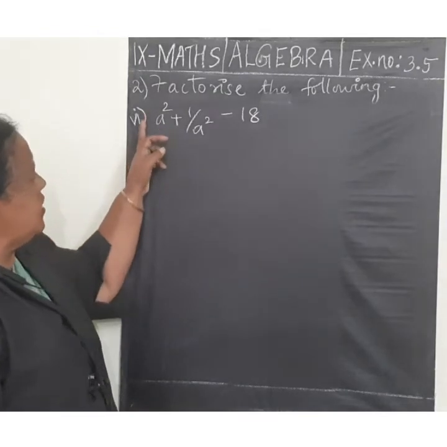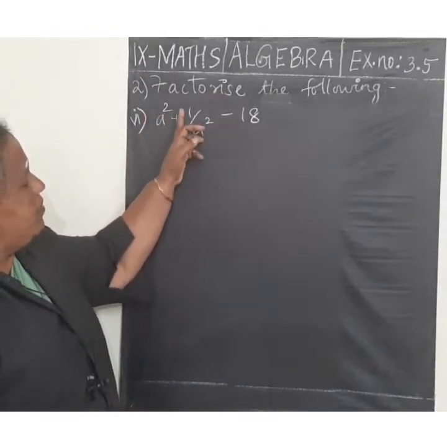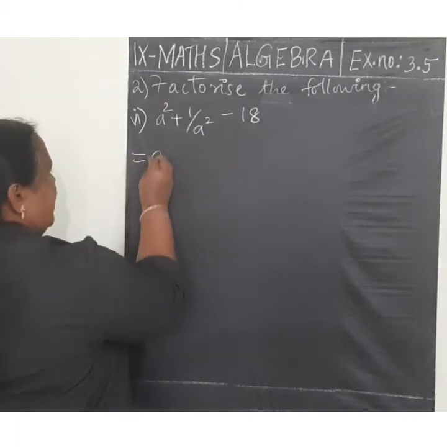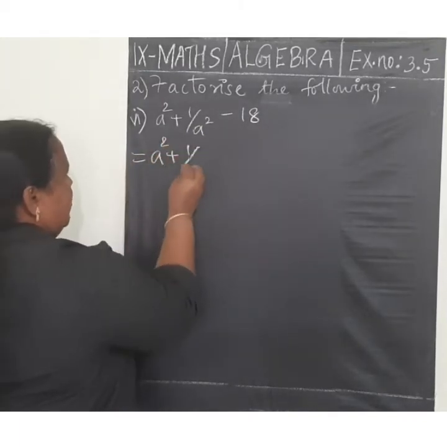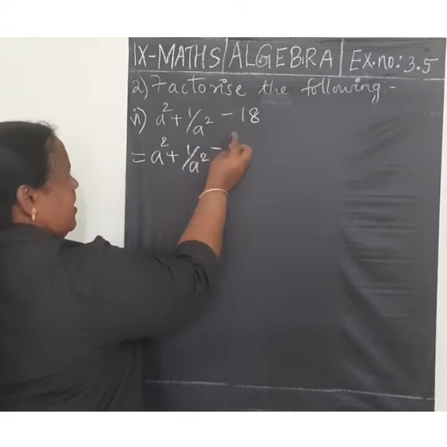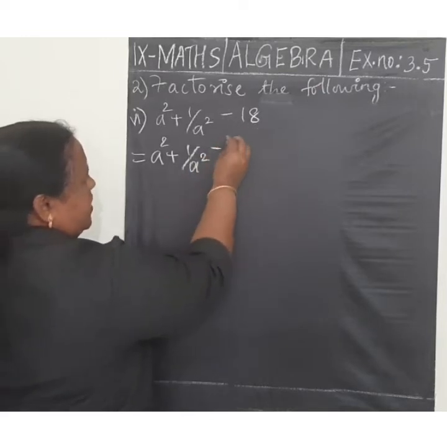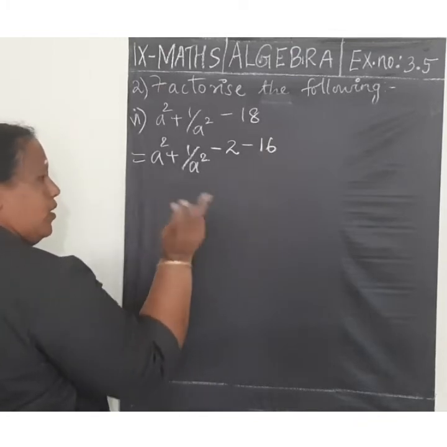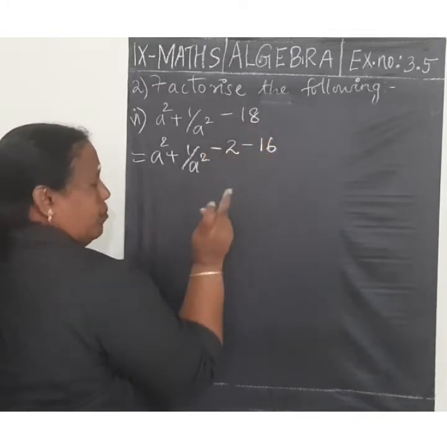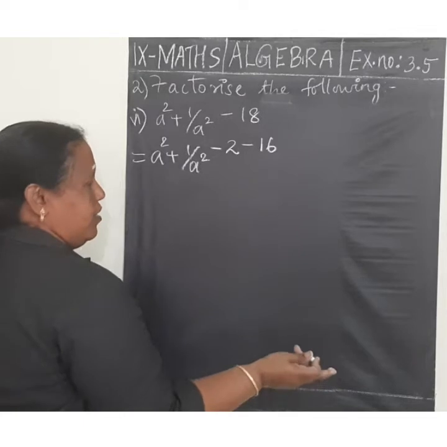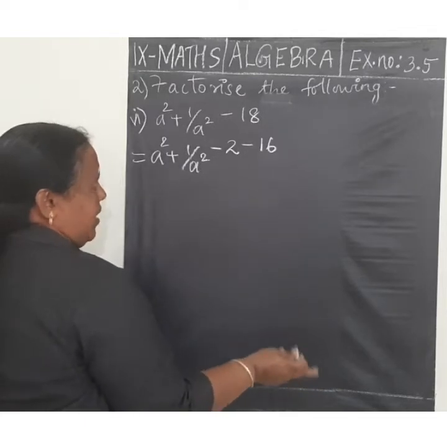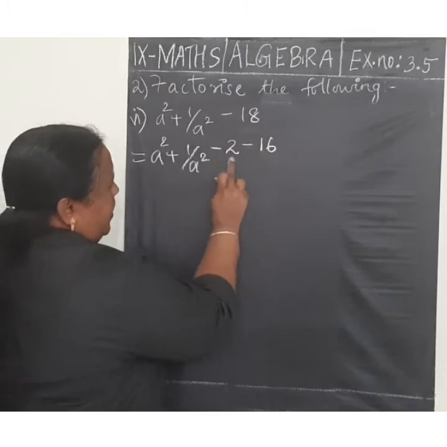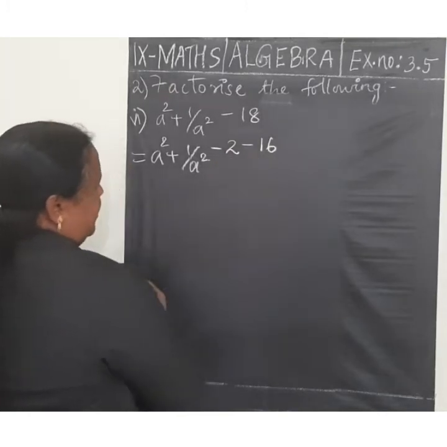Next, sixth subdivision: a squared plus 1 by a squared minus 18. So first we write a squared plus 1 by a squared minus 18 as minus 2 minus 16. So how we have split it: 23 plus 25 minus 2, minus 25 plus 2, like that. Here minus 18, we are splitting as minus 2 and minus 16.